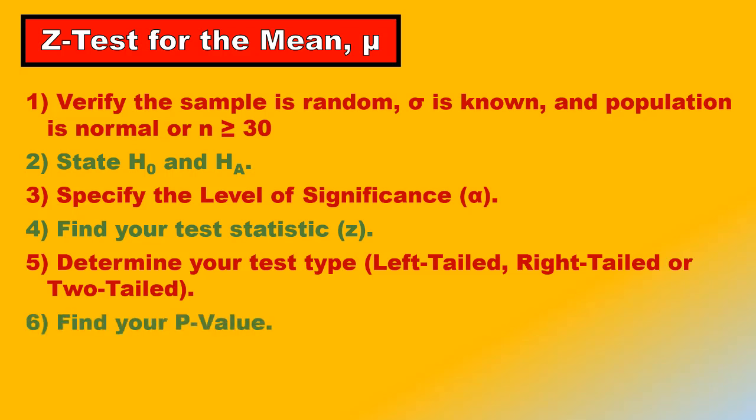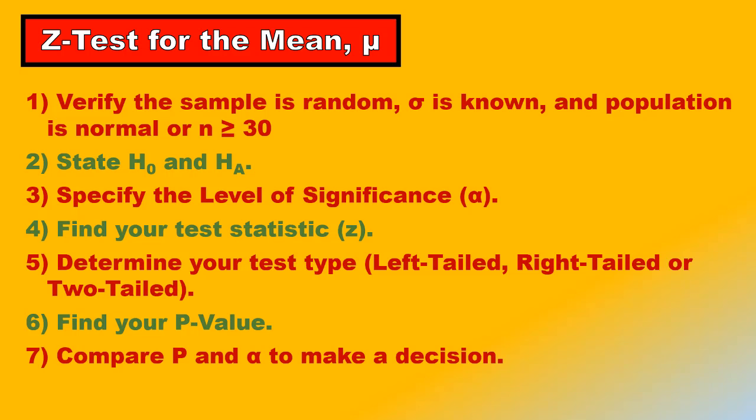Then you find your p-value. That's using that z-score on the standard normal table to find the area in one of the tails, or finding the area in the left tail and doubling it. Then you're going to compare the p to the alpha to make your decision using the p-value decision rule, and then of course interpret your results at the end. So let's see how that would work in a full-blown example.